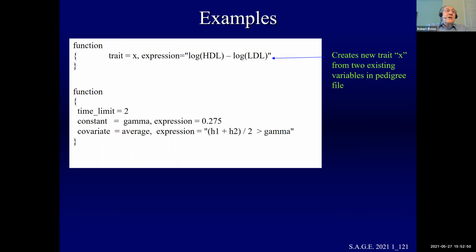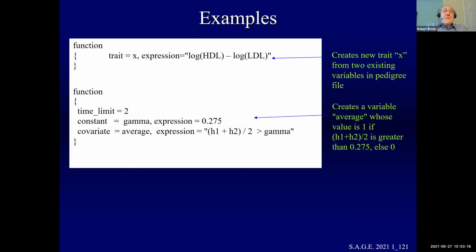So log of LDL and HDL are already variables in the S.A.G.E, in your data file, and you are creating a new trait so that whenever from now on you say X, you will just mean log HDL minus log LDL. The second one is also very interesting. So it says time limit 2. That means if it takes more than 2 seconds, it won't do it for you. That's just to stop it going on forever if you're asking for something stupid.